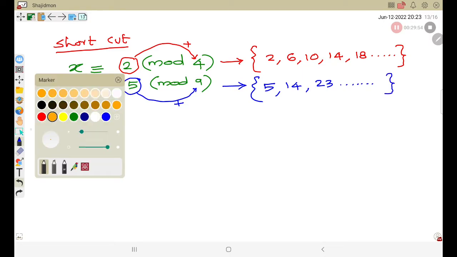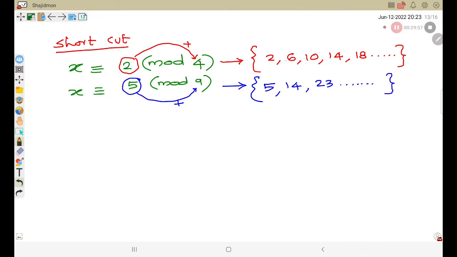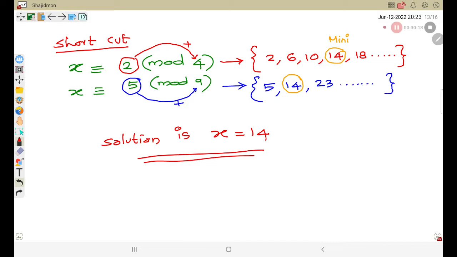Now select the common one. 2 is not common, 6 is not common, 14 is common to both. So this is the minimum, and it should be the positive minimum. So the solution is x equal to 14 mod m. This is the shortcut way to find the answer fast in two steps, but it works only for a 2 by 2 system. You can check your answer like this.